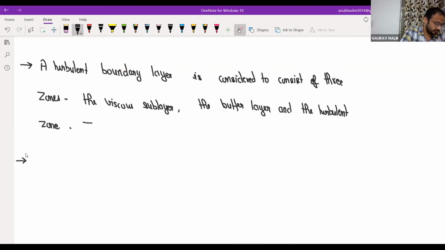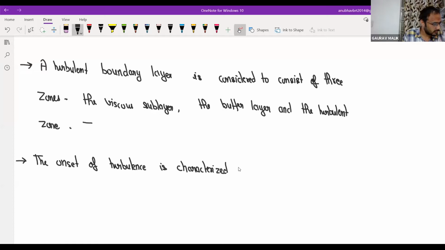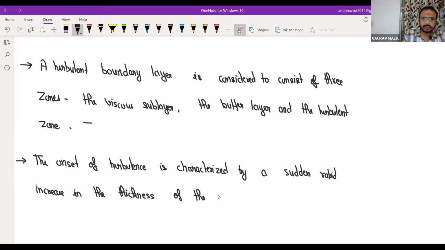Next point. The onset of turbulence is characterized by a sudden rapid increase in the thickness of the boundary layer. And you can analyze this point from the graph also.